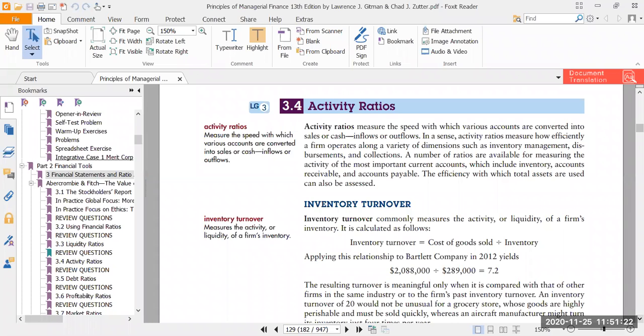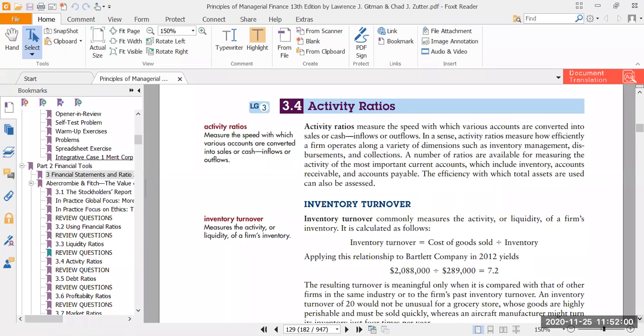So the first ratio in this activity ratio which we are going to take is the inventory turnover. It is the measure of activity or liquidity of a firm's inventory, that is, how fast your inventory is going to be converted into cash. So inventory turnover is equal to cost of goods sold divided by the inventory. How fast you are going to convert your cost of goods sold into inventory.